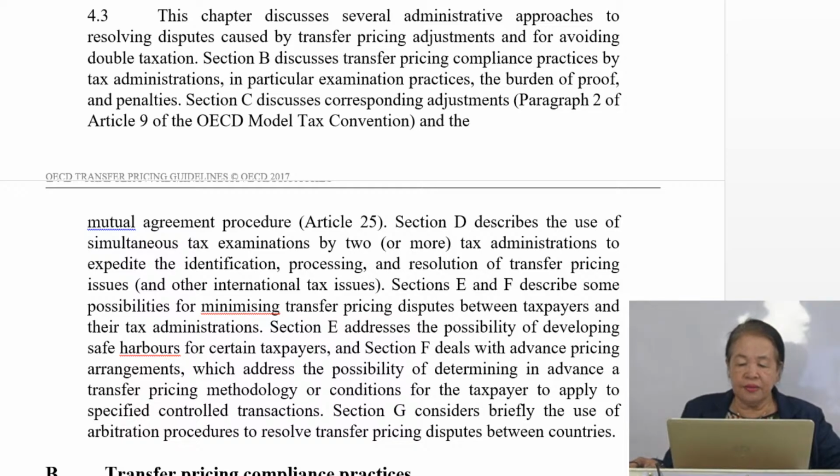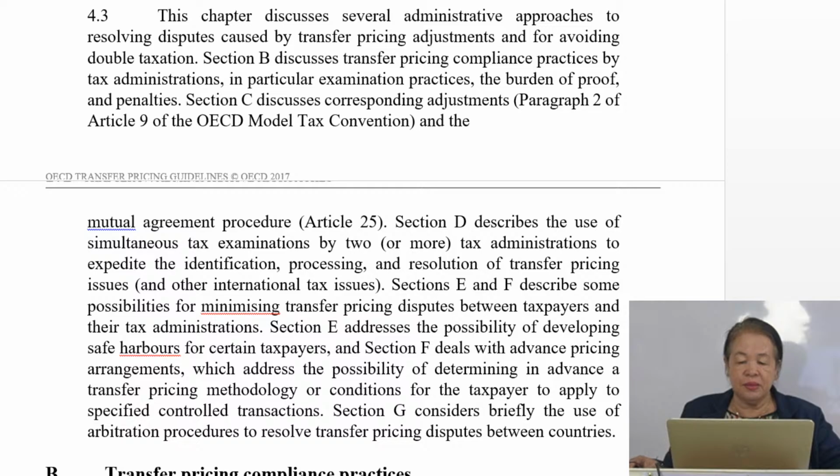Section E and F describe some possibilities for minimizing transfer pricing disputes between taxpayers and their tax administrations, no? That's why voluntary arbitration is encouraged. Because it is very costly to go to court. You can just imagine the deliberation, the trial, the presentation of documents that will be done during the trial of the case, no? So it's very costly both to the taxpayer and to the tax authority.